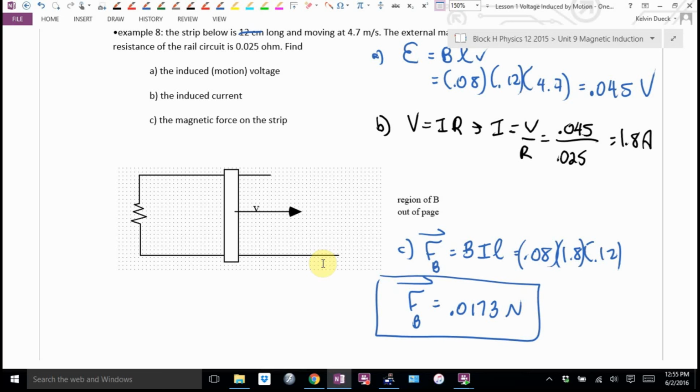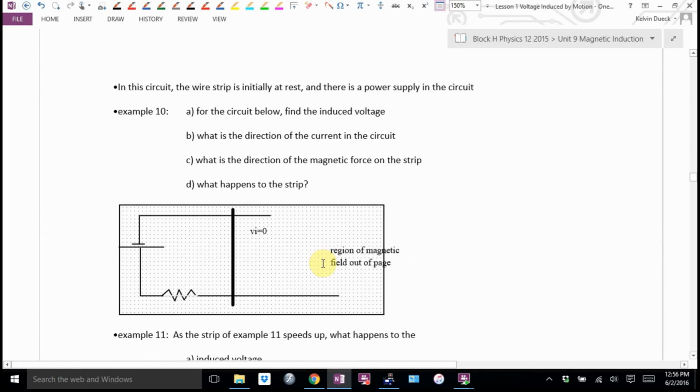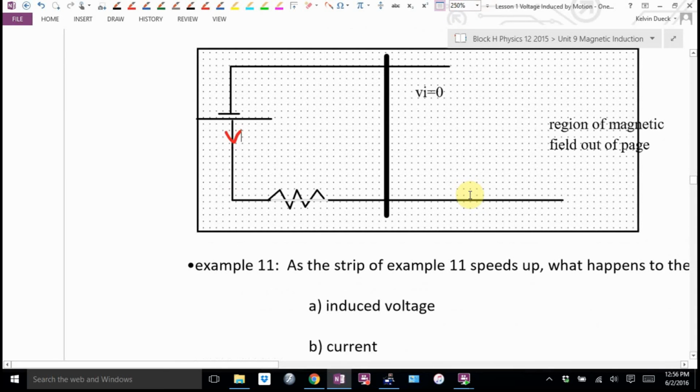So here's the next setup. This is how you build a railgun. You may have heard the term railgun. In this circuit, the wire is at rest, but instead, we're supplying a voltage source right here. Okay? Let's follow the current. I guess the current would go like that, and then it would go this way through the resistor.